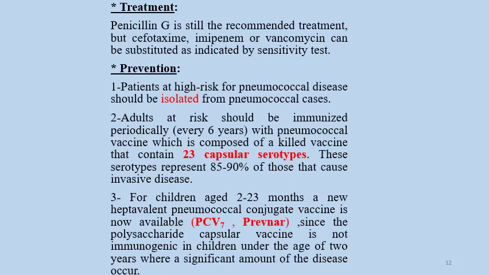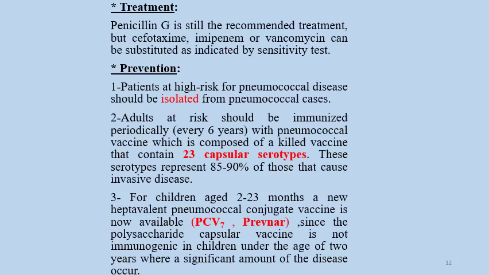The vaccine must be taken every 6 years. We call it pneumococcal vaccine. It is composed of polysaccharide. They choose 23 of the capsular types. So the vaccine is called 23 capsular serotypes, composed of 23 of these serotypes, which represent 85 to 90% of those that cause the invasive disease. This vaccine is only suitable for adults because, as we said, it is made of polysaccharide. From your knowledge, polysaccharides are T-independent antigens.